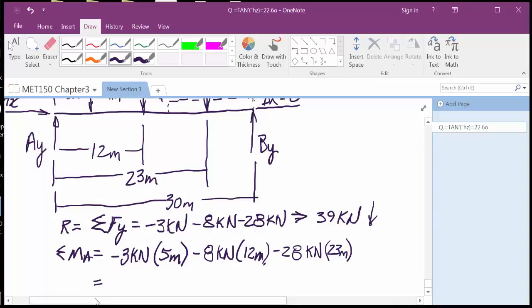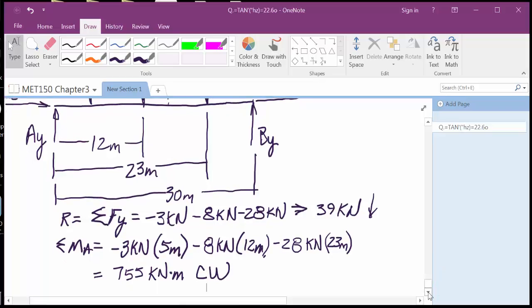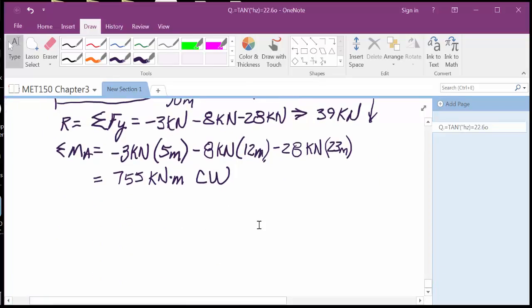Now, according to the book, it says that turns out to be a negative 755 kilonewton meters. Somebody punch that in, make sure. Yeah, that's 755. Okay, and again, I would write this as 755 kilonewton meters clockwise, because clockwise is negative. Sorry, let me get that up there where you can see a little better. That would be my answer for that.